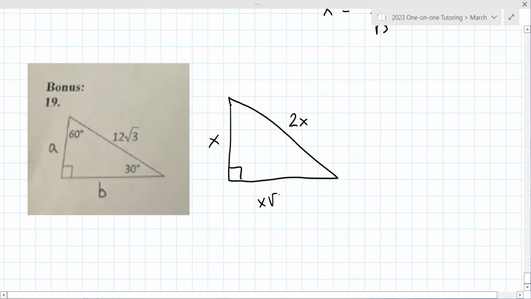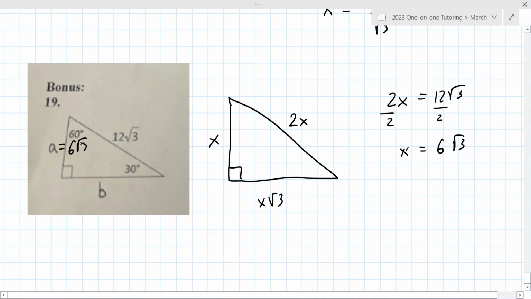By now you probably know that it is the hypotenuse. Yeah. So you still set 2x equal to 12 root 3. This time you divide by 2. X would be 6 radical 3, right? Yes, and that's the short leg. That's A.